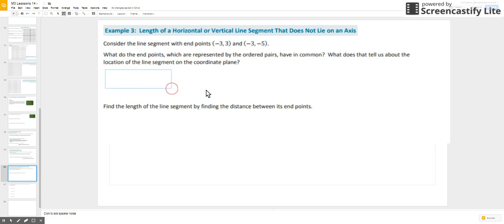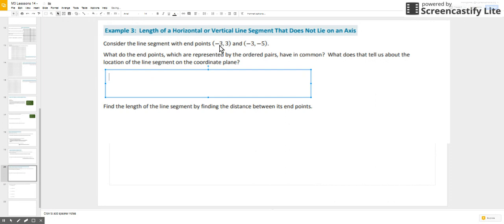If we take a look here and see what they have in common, we should notice that both the x-coordinates are -3. So both points have an x-coordinate of -3. Let me just fix that real quick. So what does that mean? If they both have an x-coordinate of -3, it creates a vertical line at -3, where x is equal to -3. So that's what it tells us about it.